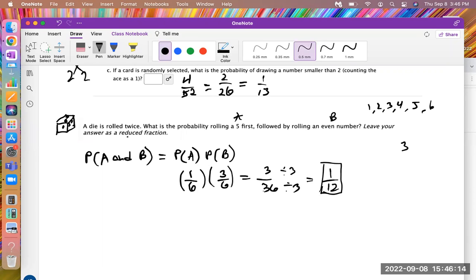Do make sure that you reduce your fraction completely. I think that's the error in this problem. It could throw people off. All right.